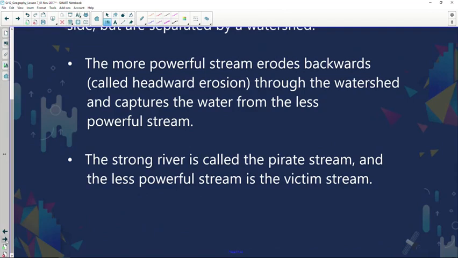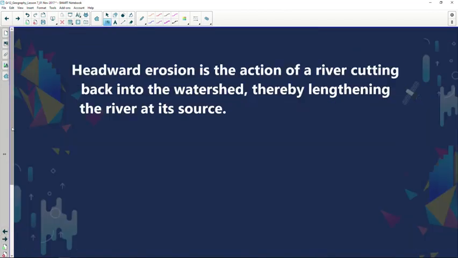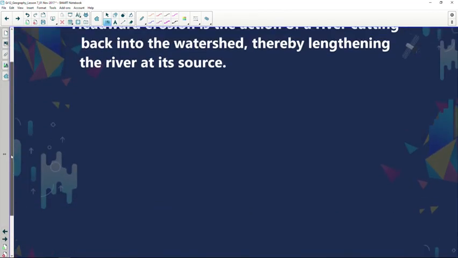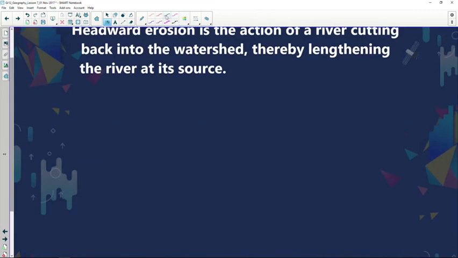Now, in order for this to happen, I'm going to draw you a couple of diagrams. I'm going to draw one from a synoptic point of view. I'm going to call this river A and this river B. Now, as you can see, let's say river A is rejuvenated. It means, like we looked at, it gained more energy. And how does it gain more energy? By getting more water.